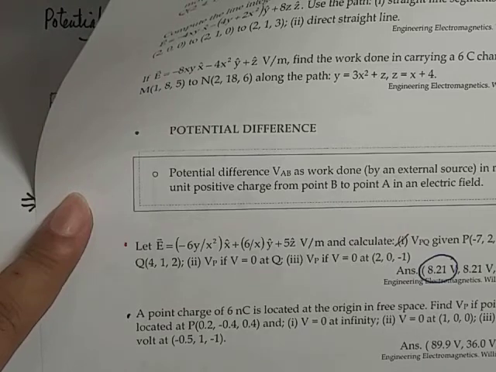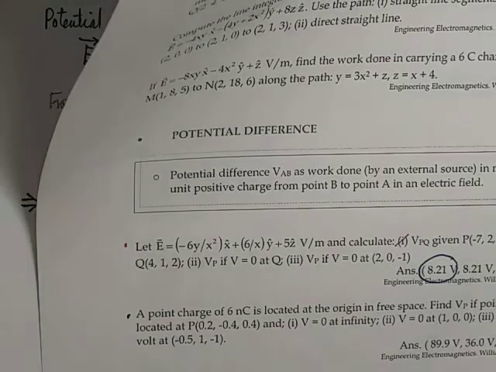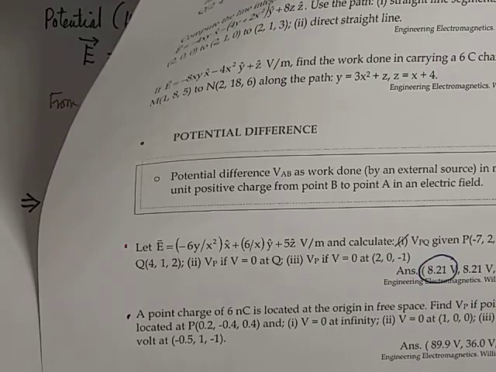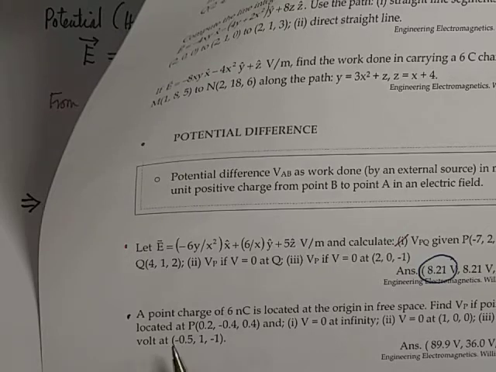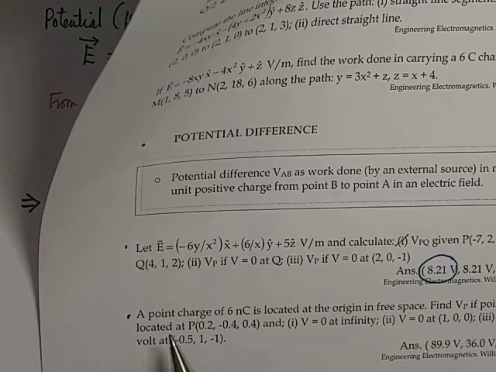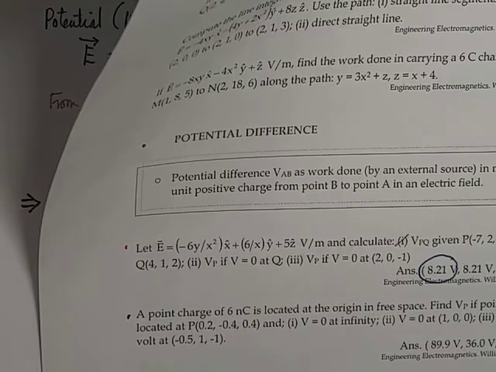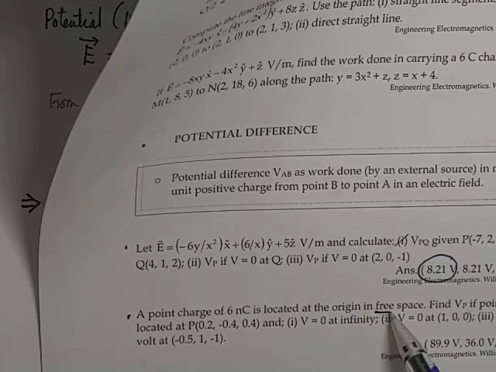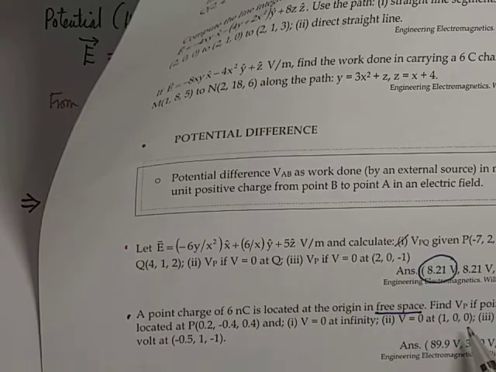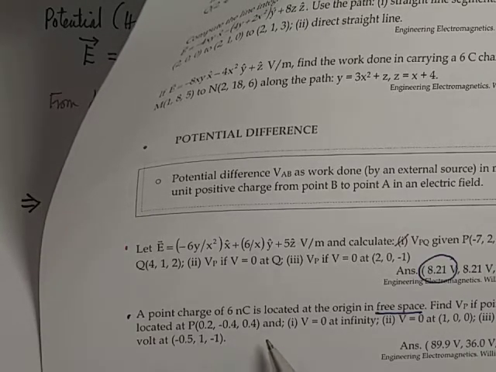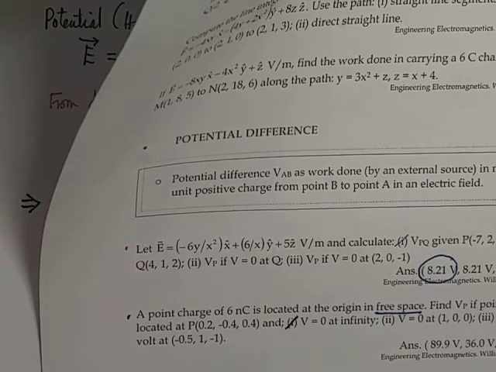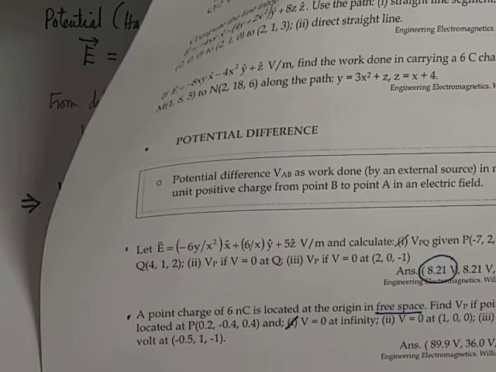Okay, so in this problem, as you can see, we are not given a field as the starting point. What is given here is a charge as our starting point. So now, a point charge of 6 nanocoulomb located at the origin in free space. So there's the word free space. Find Vp if point P is located at (0, 0.2) and V equals 0 at infinity. So let's focus on this problem now. V equals 0 at infinity.